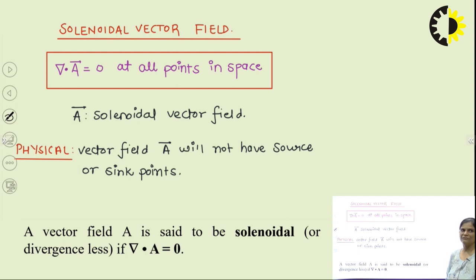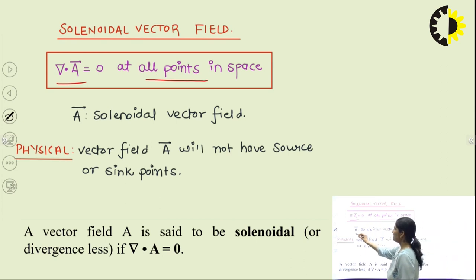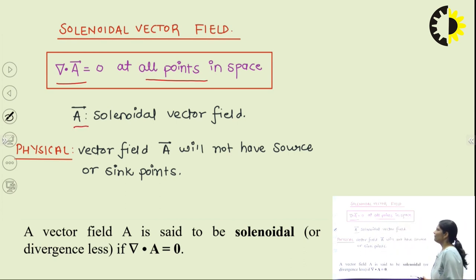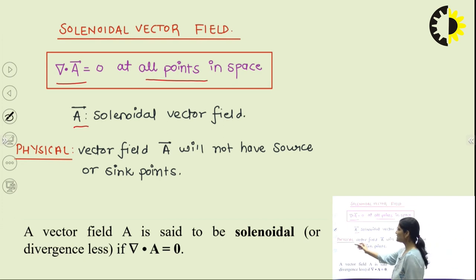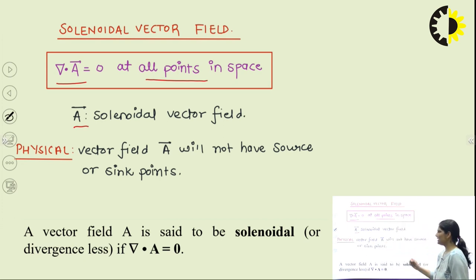Solenoidal vector field. Here, del dot A is equal to 0 at all points in space. If you have a space and you find the divergence at all points, and it is equal to 0, then vector A is a solenoidal vector field. Physical significance: the vector field A will not have source or sink points. Means in this field, you don't have any source or sink points.